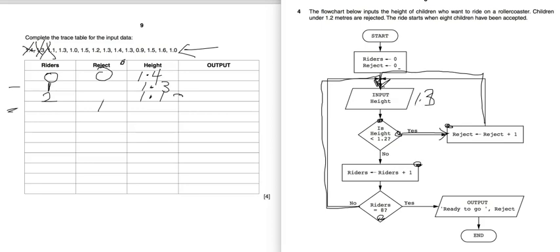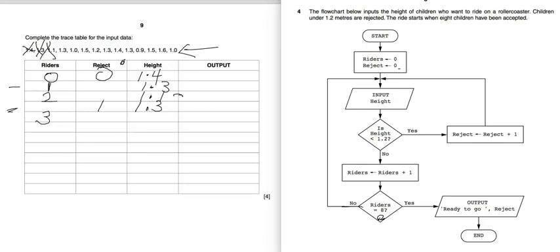So the next height is 1.3. So we write that in, 1.3, and we follow it down here. Is it less than 1.2? No, it isn't. So we increase the number of riders to 3. We follow down here. Is the number of riders equal to 8? No, it isn't. It's 3. So we go back up to the top and input the next value.